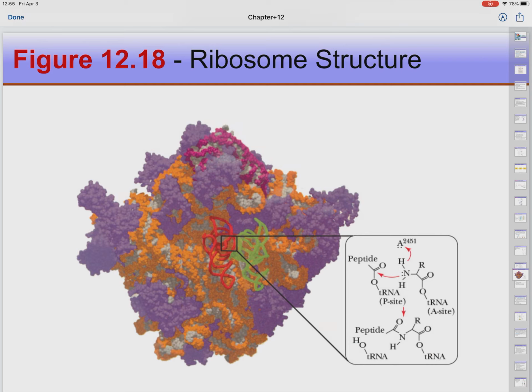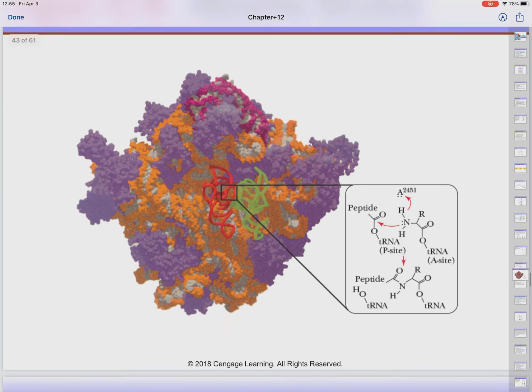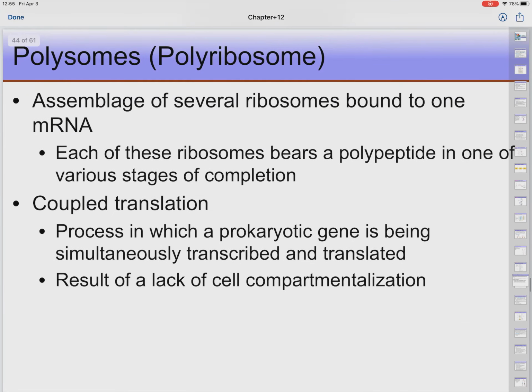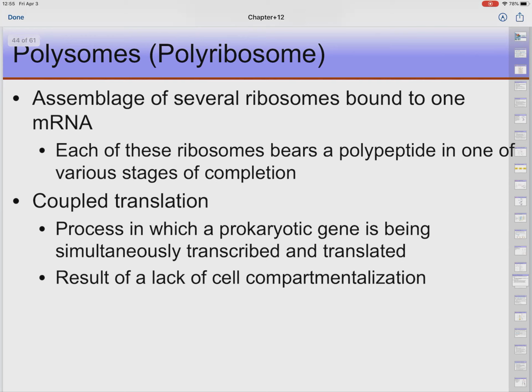Like, how do you make a protein if you don't already have proteins, right? Chicken and the egg kind of thing. So ribosomes obviously were doing the job. Let's talk about what a polyribosome is.